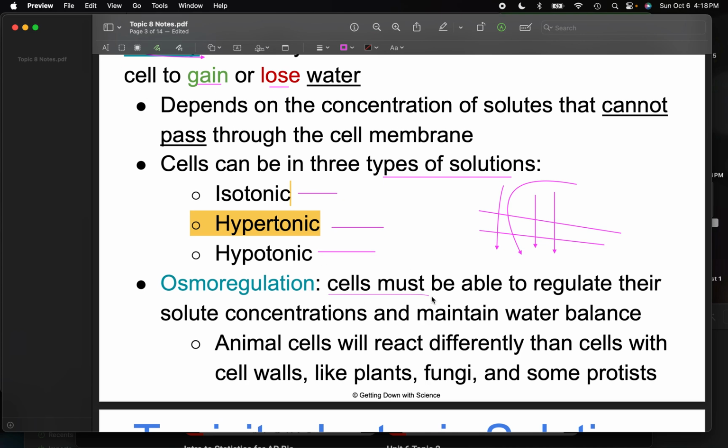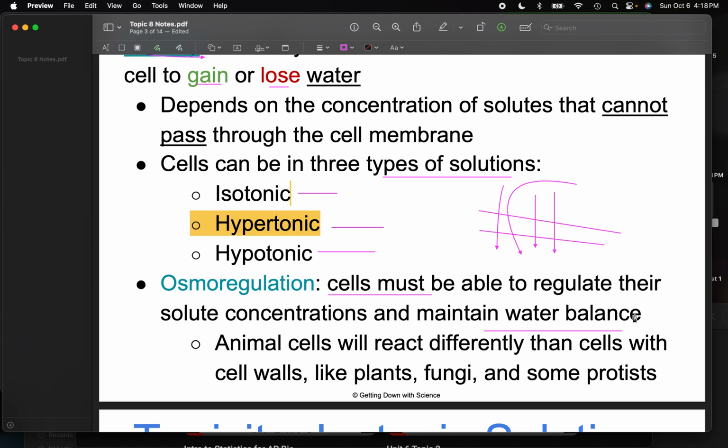Osmoregulation is the cell's ability to regulate their own solute concentrations and maintain a water balance. So we're all trying to maintain this homeostasis, this balance of things that are going on outside of the cell and things that are going on inside the cell, and osmoregulation is how the cells are able to regulate that.